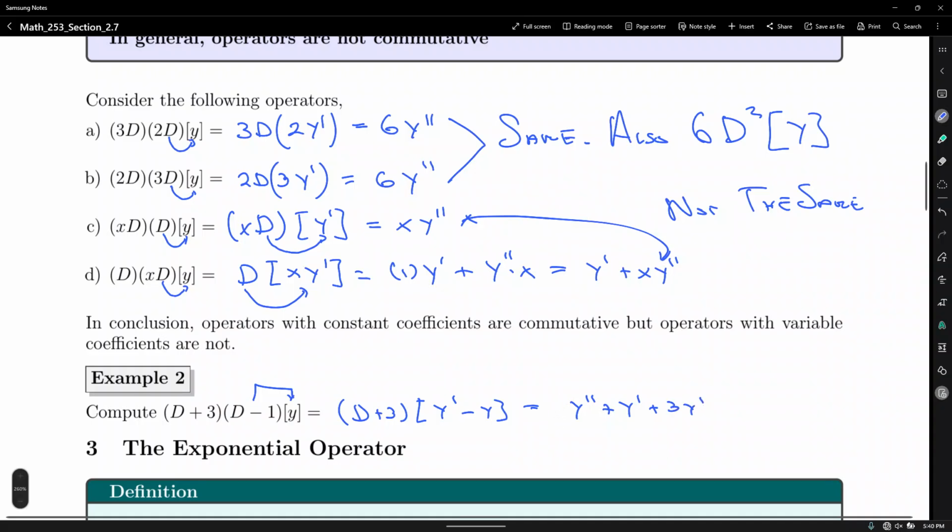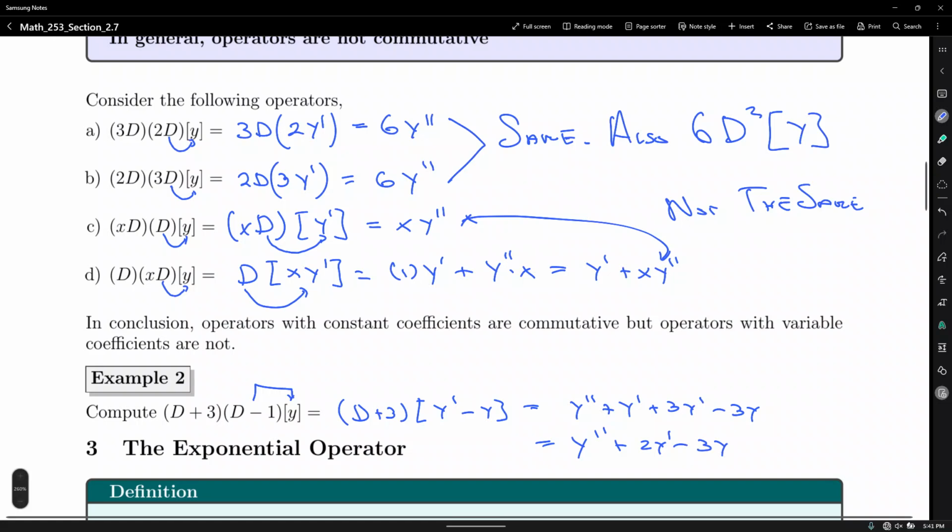Actually, no more brackets here. And then minus 3y. And well, how about combining like terms? Plus 2y prime minus 3y. All right, so that's the result of doing this operator.